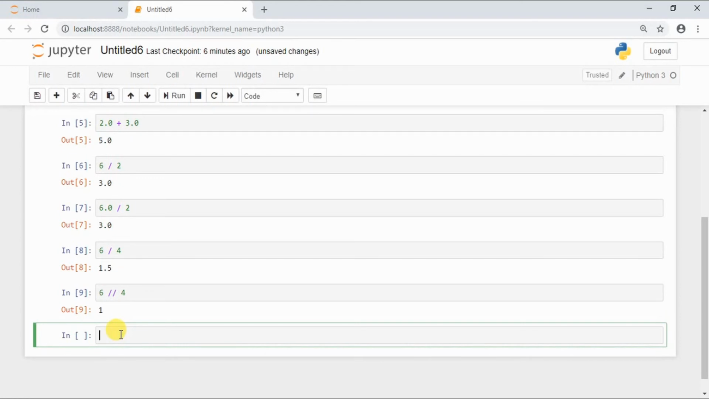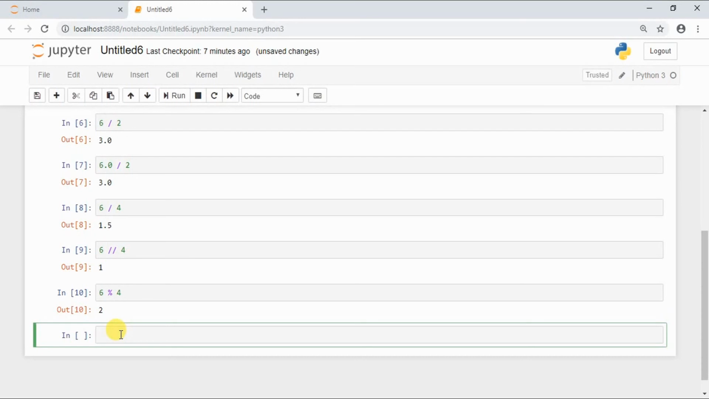But while doing a division, there is a remainder. So how will we get that remainder? For the remainder, we are going to do 6 percentage sign 4. If we do this, we will get the remainder. Okay, so that is 2. Here 2 is the remainder.